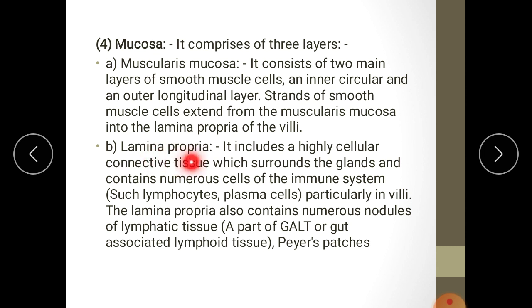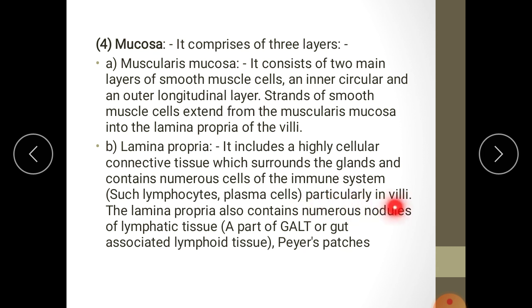Next, lamina propria. It includes a highly cellular connective tissue which surrounds the glands and contains numerous cells of the immune system. Immune system is made up of lymphocytes, plasma cells, then macrophages. They are all present there. They are meant for killing the foreign bodies that are entering the alimentary canal through food.